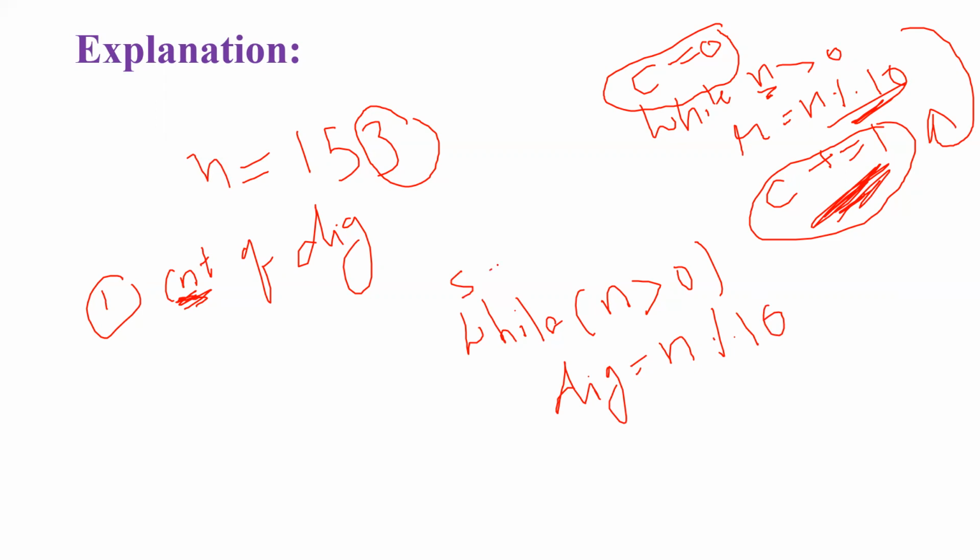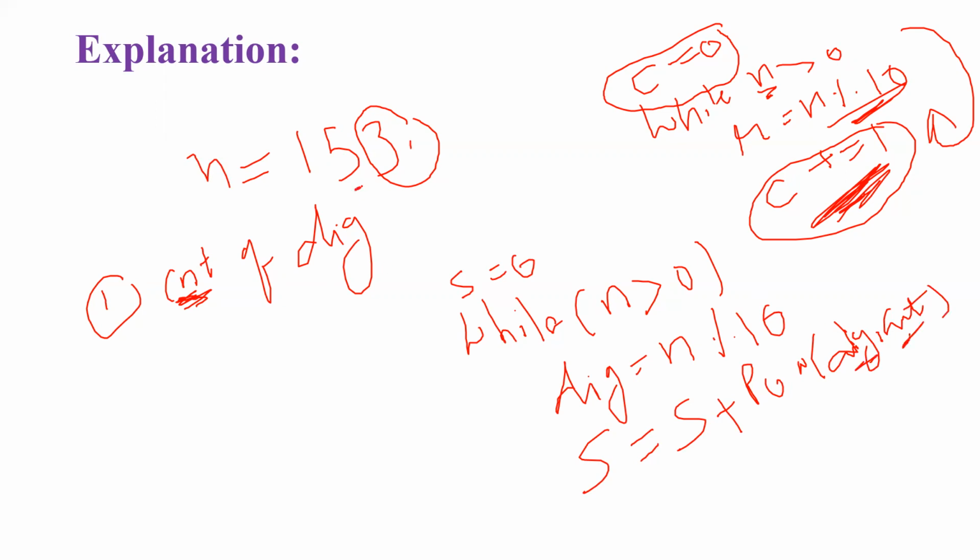Initially, I will take the sum value as 0. And what will I do? Sum equal to sum plus power, where the digit needs to be raised to the power of count. Which means, for the first time, 3 will be raised to the power of 3, the next time 5 will be raised to the power of 3, and one more time 1 raised to the power of 3. Then you need to prepare for the next iteration, n equal to n by 10. Here also n equal to n by 10.